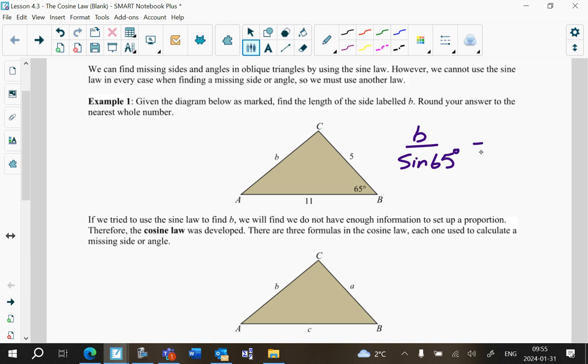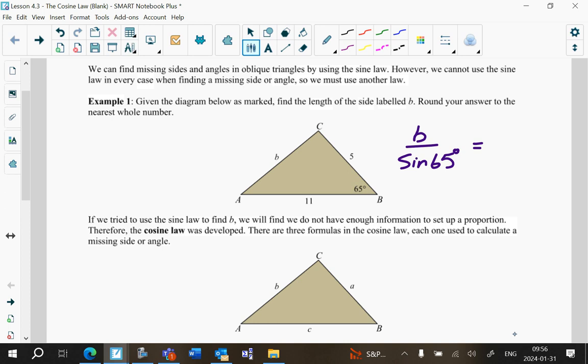And then the other fraction has got to have a side that we know and an angle that we know. So if I used 11, do I know the angle opposite 11? No. Can I figure it out? Yeah. Really? How? No idea. Don't you need to know two angles to find the third? Yeah. There's not enough information for me to find angle C. So I can't use 11 over sine C because I don't know what this is.